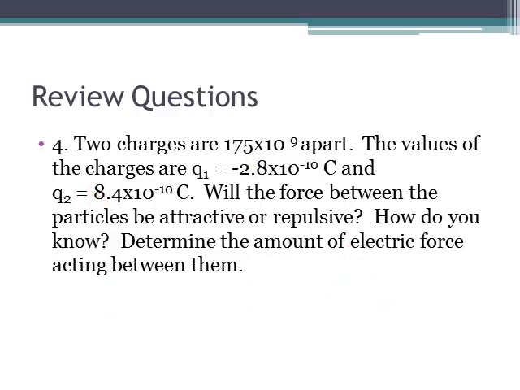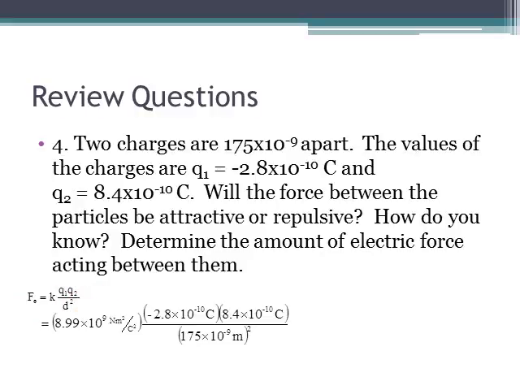Alright, second part. We're asked to determine the amount of electric force acting between them. So we need to use Coulomb's law here, which we've seen before. So here's our equation. Fe equals K times Q1 Q2 over D squared. We can just plug in our values, where K is 8.99 times 10 to the 9th newton meters squared per coulomb squared. And we plug in our charges and our distance. So you plug all that in your calculator, and you get an answer of negative 0.0121 newtons. Now again, that's negative because the force is attractive.